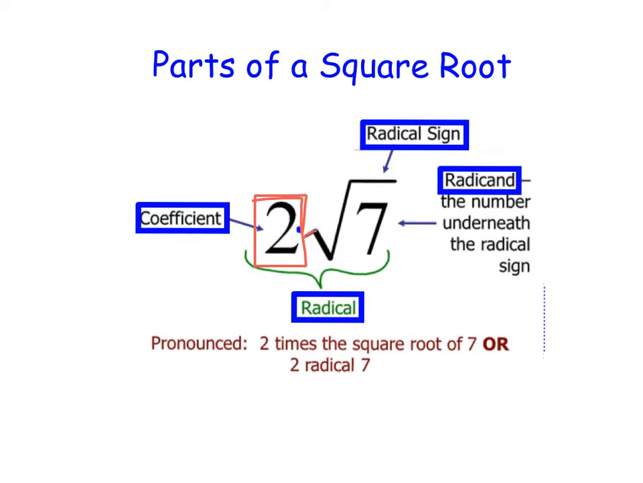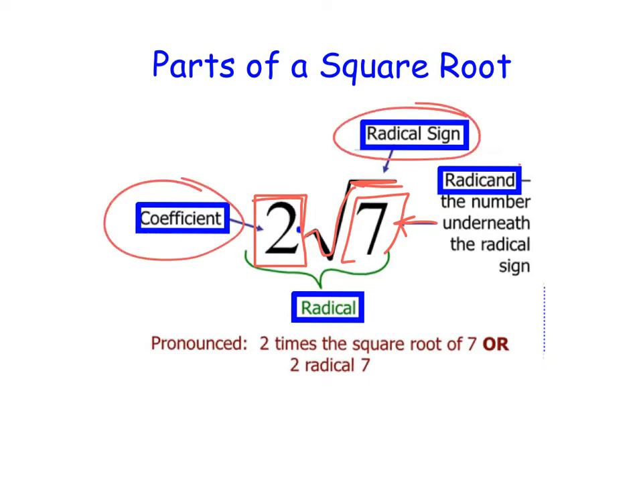Then you have what's called your radical sign. The square root symbol is also known as a radical symbol, so just keep that in mind. The number underneath the square root is called the radicand, and everything together, the coefficient, the radical sign, and the radicand, forms what is called a radical. So this whole video is going to be about how we simplify radicals.